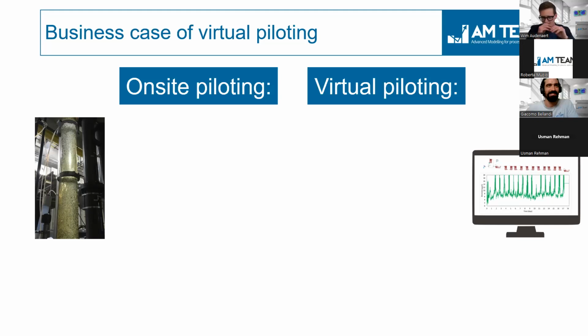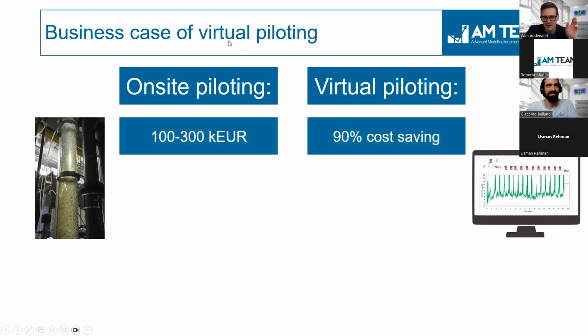So to end this section on virtual piloting, the business case is very important. If you look at on-site piloting versus virtual piloting, there are very big fundamental differences. Typically, on-site piloting, if you want to do it longer term, takes 100 to several hundreds of thousands of euros if you include man hours, renting or buying a pilot installation, and analytical costs. This is really the business case of a real customer, three full-scale plants in the Netherlands. Virtual piloting can lead to up to 90% cost saving, and typically you are in the range of 80–90%, which is very significant.